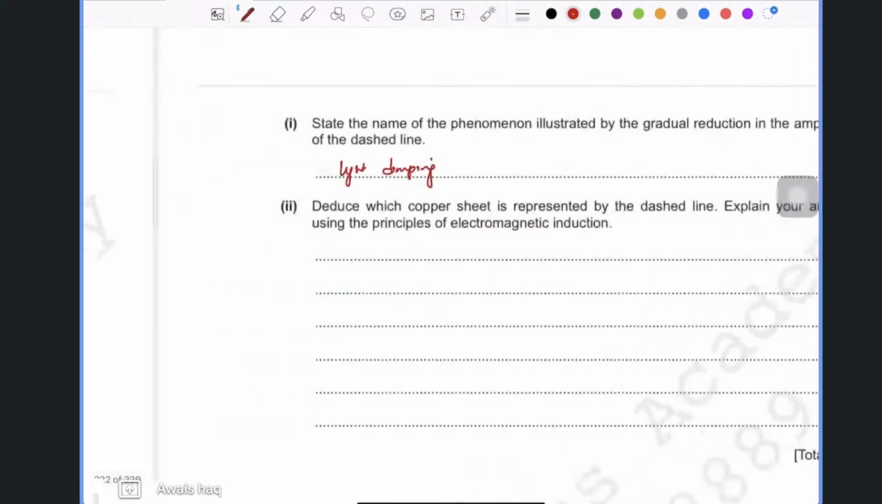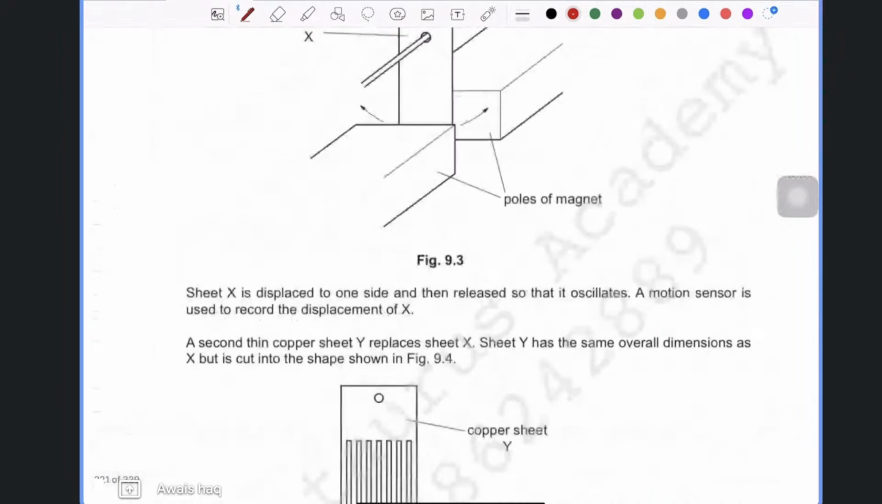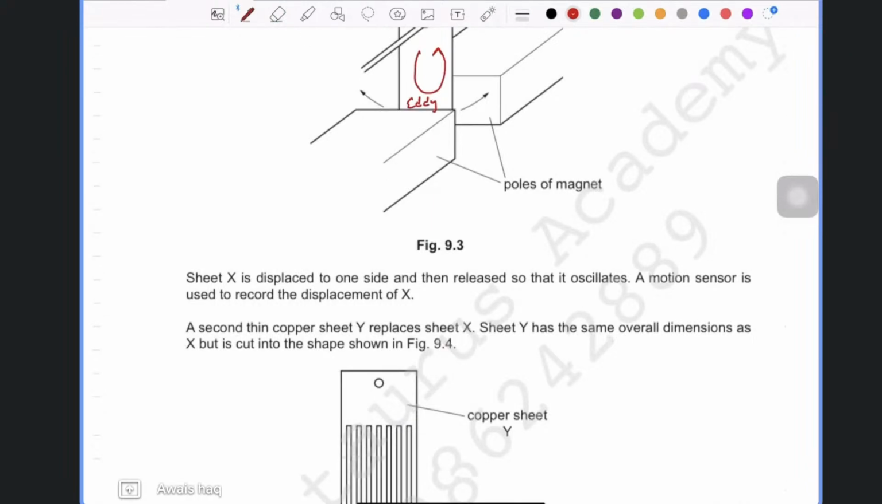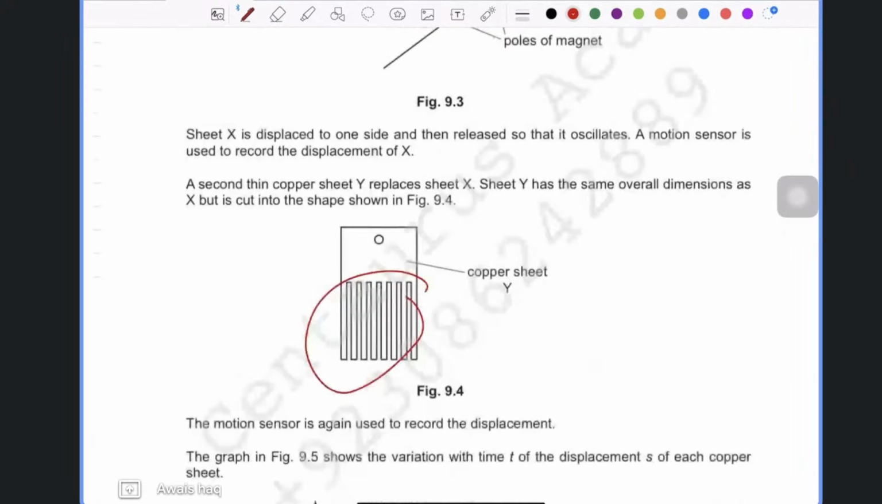The dashed line will be represented by the whole sheet. The reason is that if the overall area is more, then more eddy currents are going to be formed, and because of the cuts, the overall area reduces. The eddy currents will be reduced, which means there will be less opposition to the motion. So that's what we're going to write.